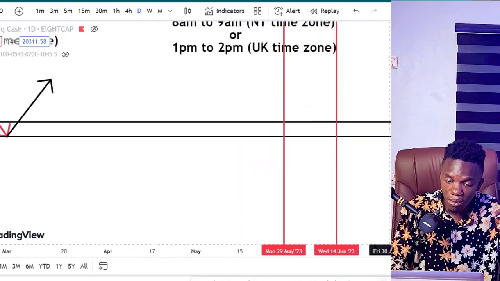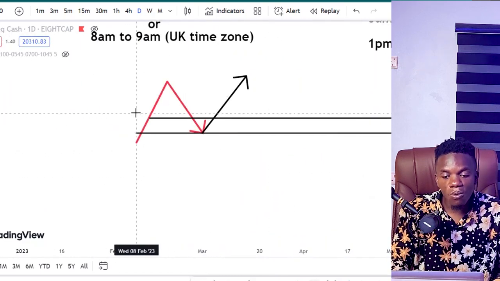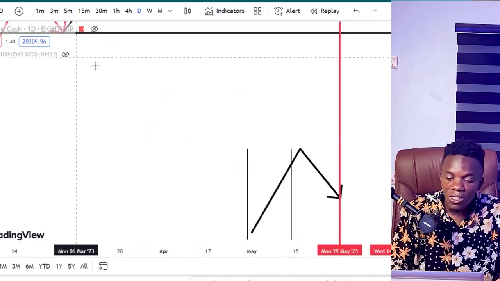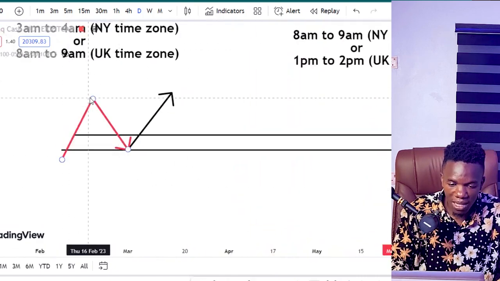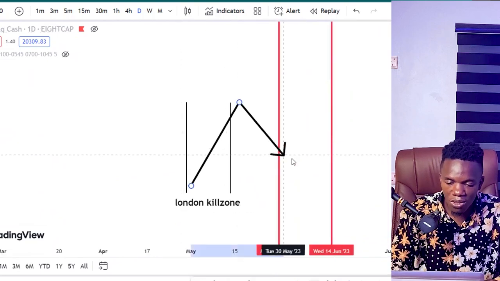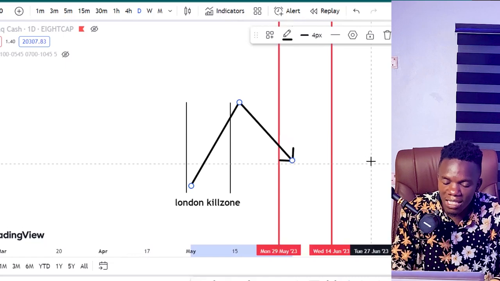Remember, ICT silver bullet strategy. The setup is very easy. The first expansion, then we wait for price to come back to the fair value gap and then push to the upside. So this is what I do. Instead of targeting this high or any other high, maybe previous day's high, previous day's low, previous week, whatever targets you can remember, this is what I do.